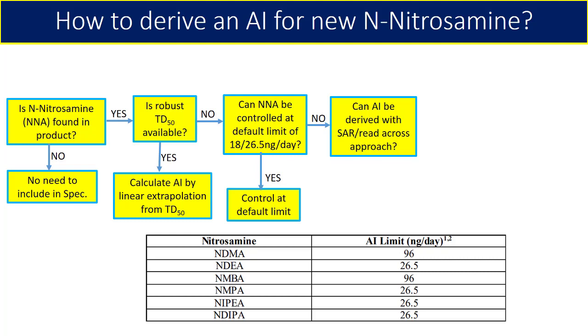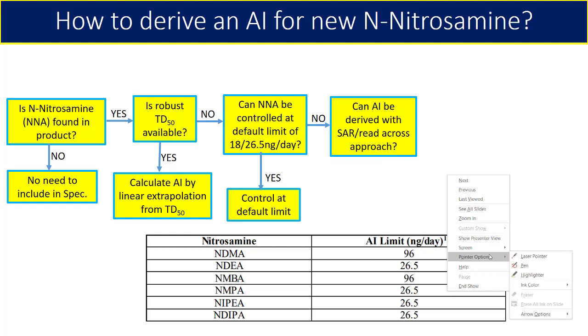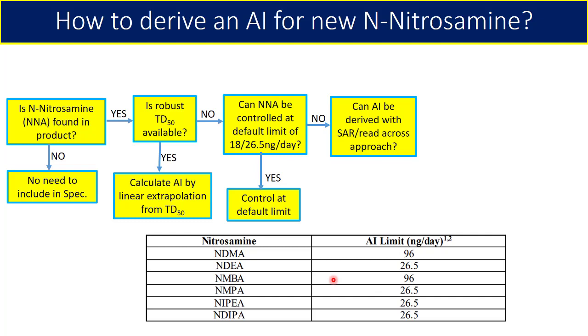And if you look at the acceptable intake given for NMBA, it is also 96 nanogram per day. So it is read across from the NDMA. And the same is the case for NMPA, NIPEA, and NDPA.